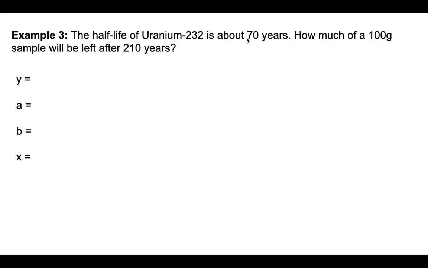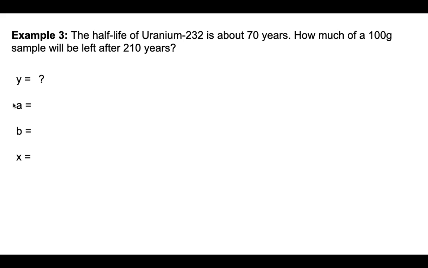Okay, so we've got 1, 2, 3 numbers in here. Remember, this 232 is just part of the name, so that doesn't count as one of our numbers that we're going to put in for our variables. So we've got 70 years, 100 grams, and 210 years. And I should say, we have a half-life, so that tells us how much it decreases by. So putting our numbers in for our variables, again, we're going to find the final amount after 210 years.